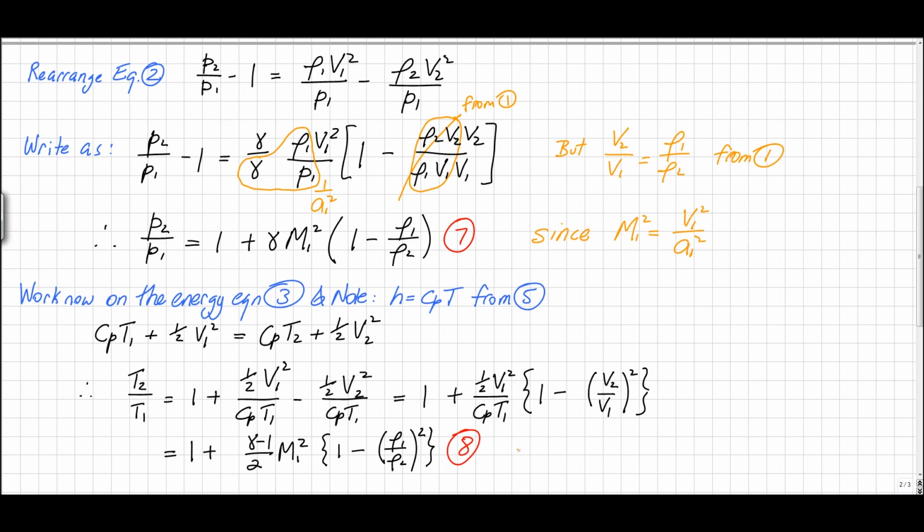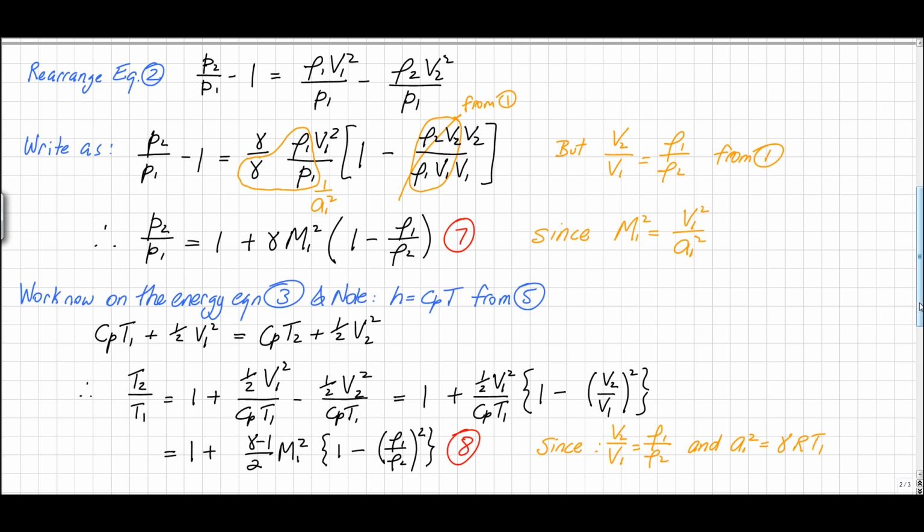Now, in order to get from what we had here down to this expression here, there's a couple of things. We can do this because, first of all, V2 over V1 is equal to rho 1 over rho 2. That came from our continuity equation, which said that rho 1 V1 is equal to rho 2 V2. And we've also used here that a1 squared is equal to gamma R T1, relating the speed of sound to the static temperature through gamma and R.